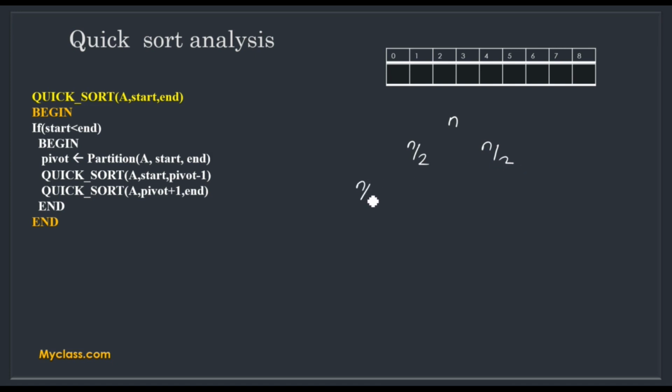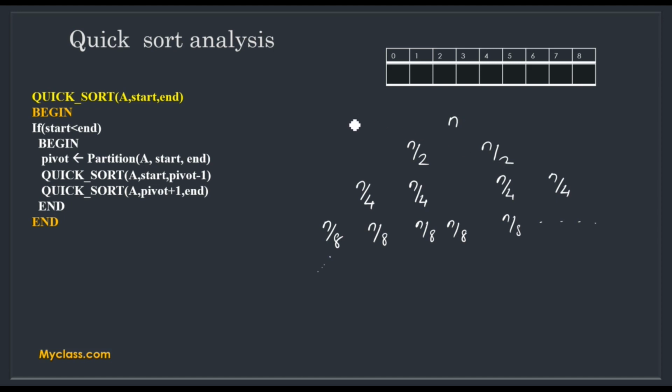Then we can do n by 2 by 2, that is n by 4, n by 4, n by 4, n by 4. Then n by 8, n by 8, n by 8, like that it is going on. This will end up at the partition where the sublist contains only one element.